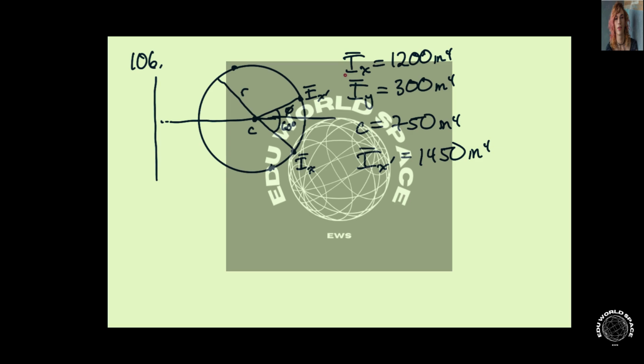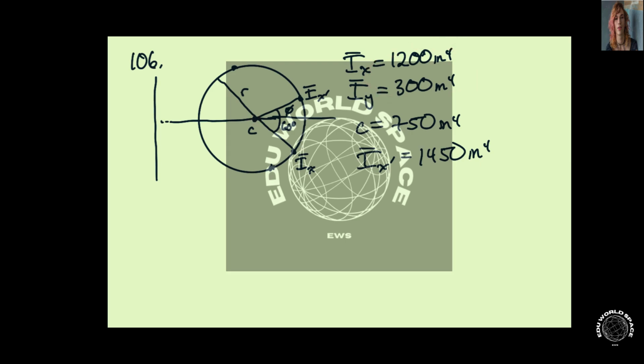In this problem, we're given various properties about an area, about the centroidal axes, and we're told that the area moment about the centroidal x-axis is 1,200 inches to the fourth, and about the centroidal y-axis is 300 inches to the fourth, which means we can immediately get where the center of Mohr's circle is by taking the average of these two, and that's 750 inches to the fourth.